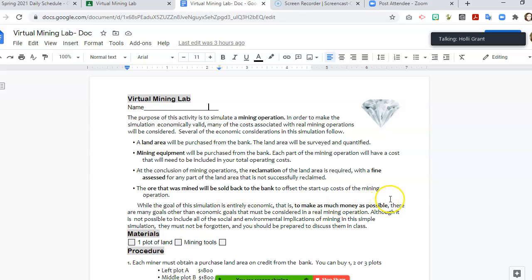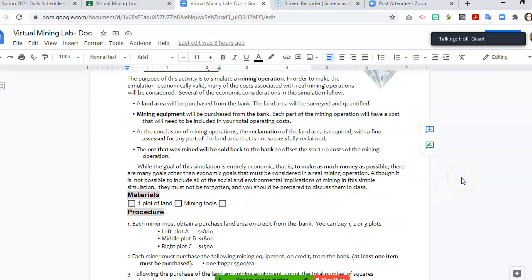While the goal of the simulation is entirely economic, that is, to make as much money as possible, there are many goals other than economic goals that must be considered in a real mining operation. Although it is not possible to include all of the social and environmental implications of mining in the simple simulation, they must not be forgotten, and you should be prepared to discuss them in class.